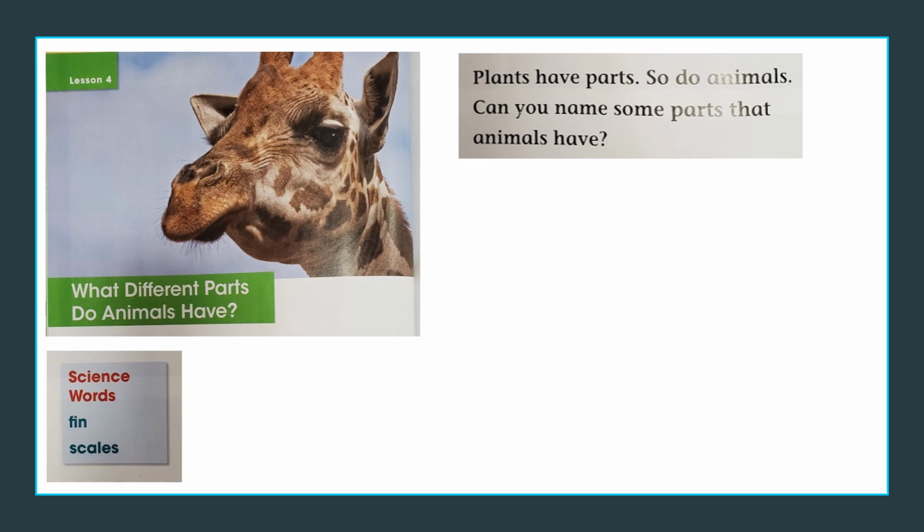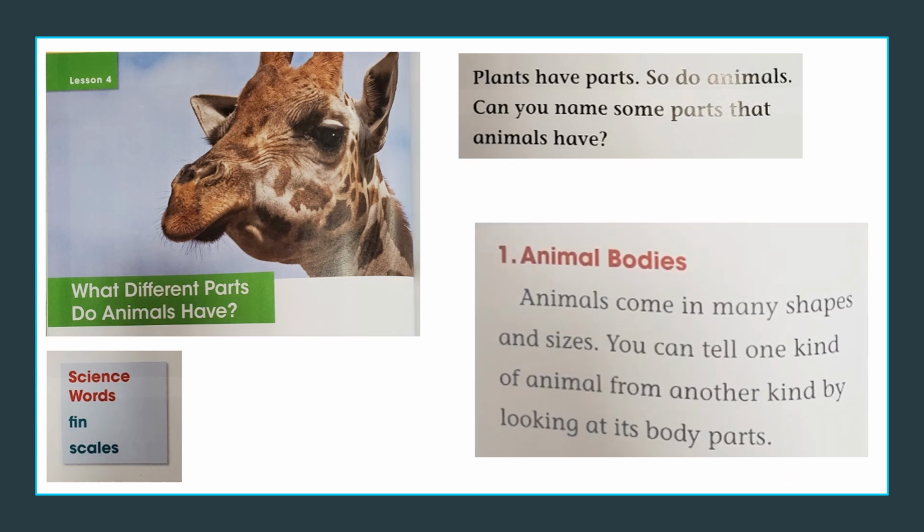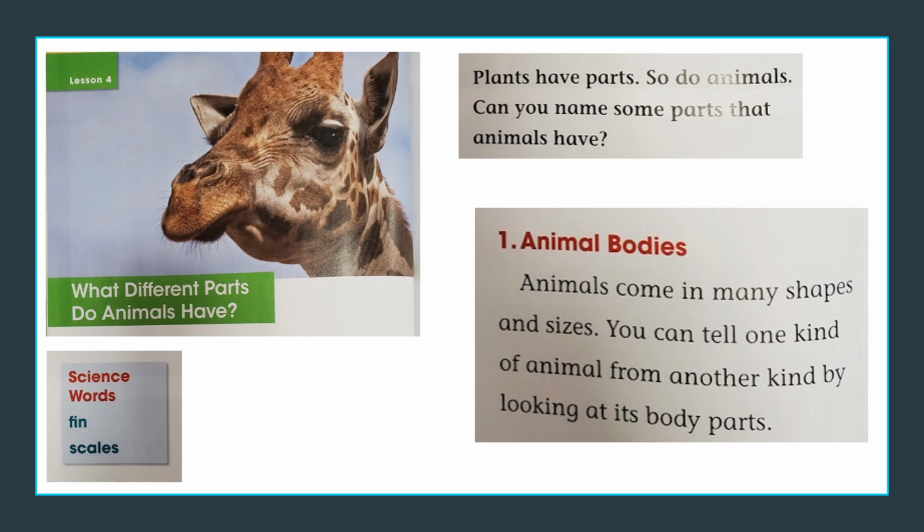Plants have parts. So do animals. Can you name some parts that animals have? Number 1, animal bodies. Animals come in many shapes and sizes. You can tell one kind of animal from another kind by looking at its body parts.